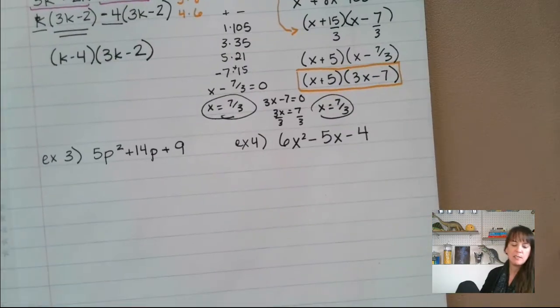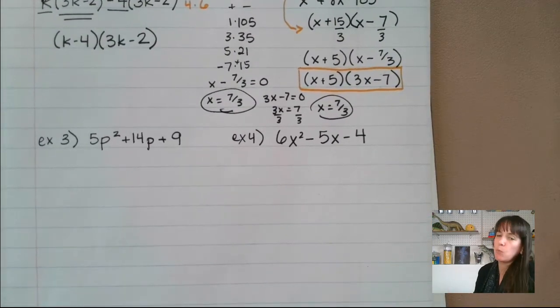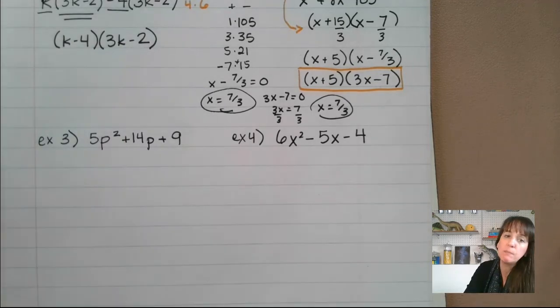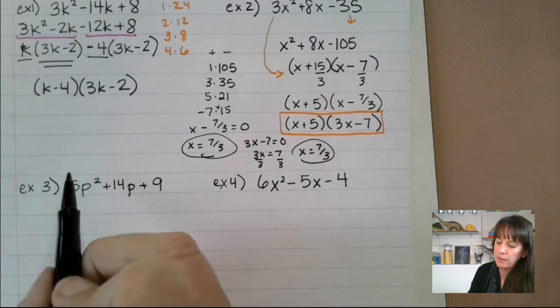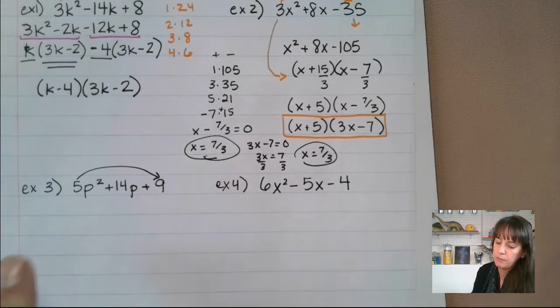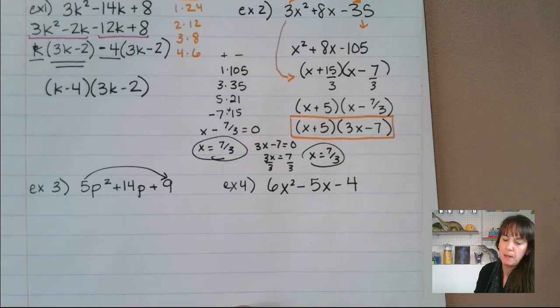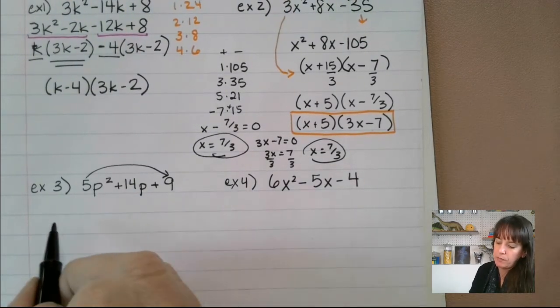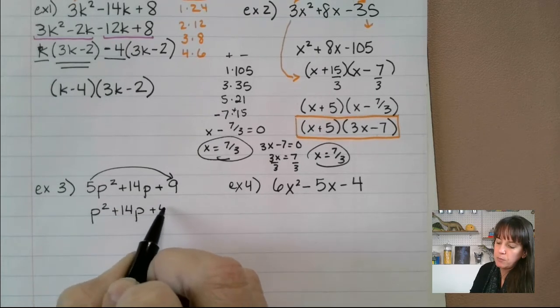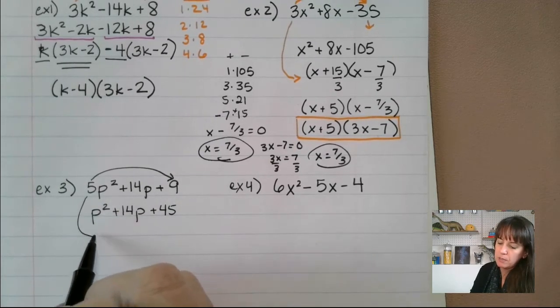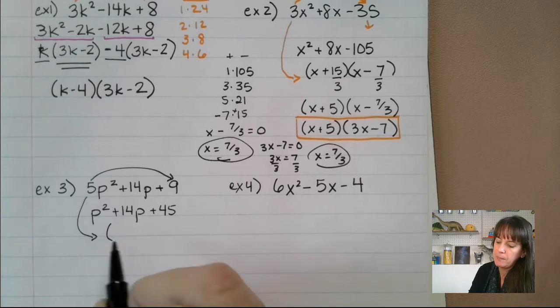All right, we're going to practice that slide and divide method just because I think it works faster for most kids. But if you find factoring by grouping to be more efficient, you can absolutely do that. So let's take a look at this next one here. We see we have 5 times 9, so 5p squared plus 14p plus 9. So 5 times 9 gives us 45. So we have p squared plus 14p plus 45. I always forget to divide, so I'm going to throw a little arrow there to remind me.